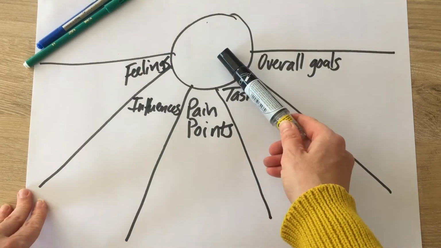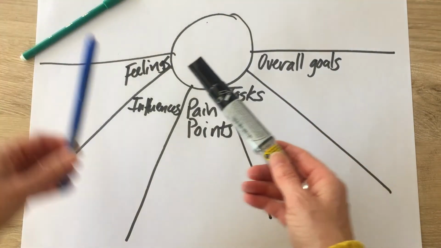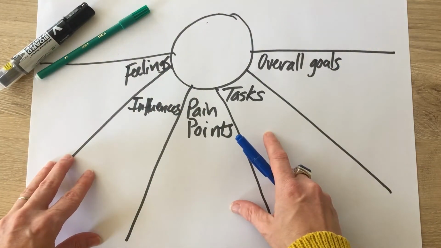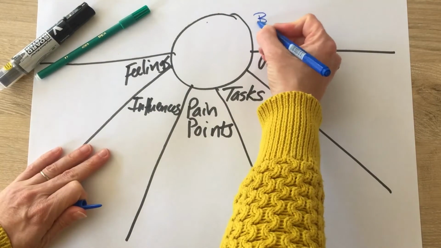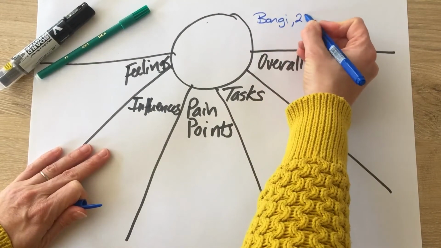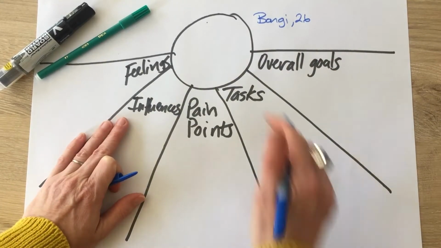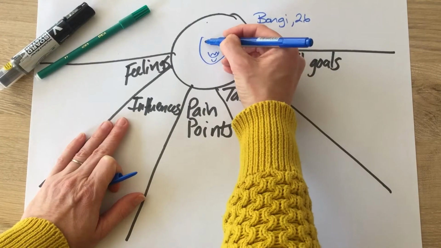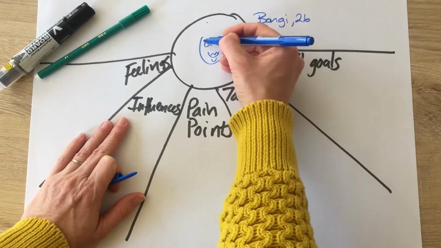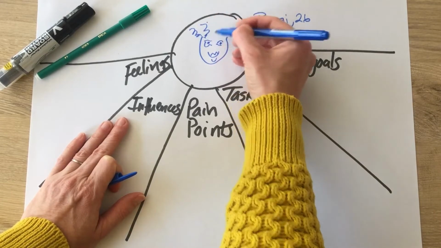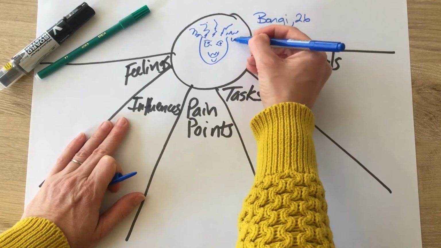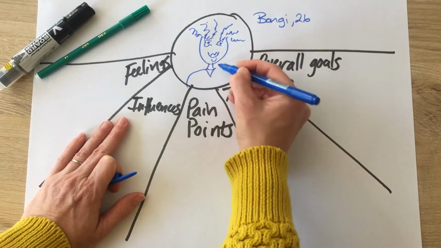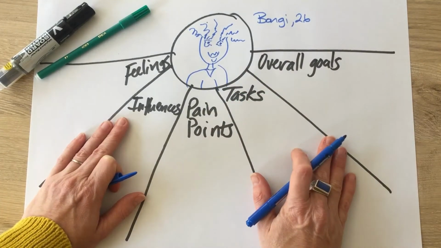Now, who is our user? Let me think of a particular entrepreneur I know well, who I think is typical of this target group. Her name is Bongi, and she is 26 years old. I'm going to draw her here. I hope she's flattered. There's our picture of Bongi.